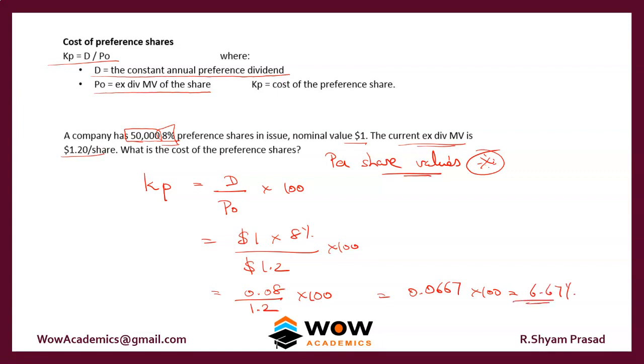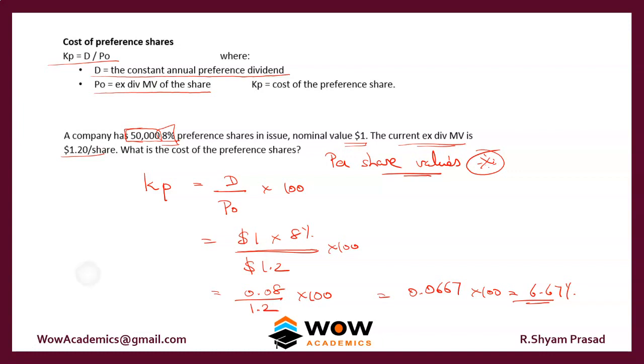Okay, so this is the easiest way to do it. Normally they will give you the nominal value. Based upon the nominal value, compute the dividend per preference share, find out the price per preference share and solve it. You can also solve it on a whole number basis, but the whole number basis will take a long time for you to solve.